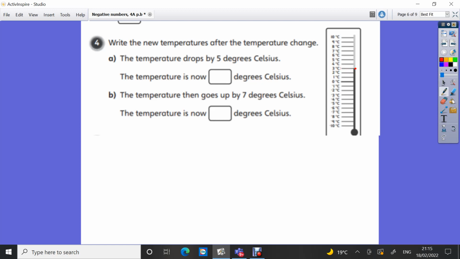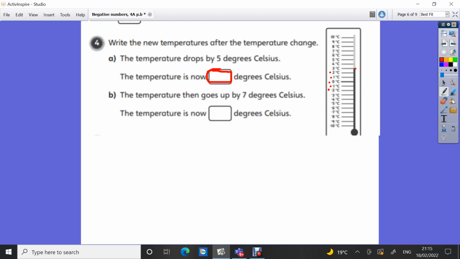So if it drops 5 degrees, let's see where it reaches. From 3, let's count down 5 degrees because it drops. 1, 2, 3, 4, 5. If we go 5 degrees down, the temperature will be -2, as you can see here. It is -2 here. So in question number 4a, you will write the number which you will reach, -2.